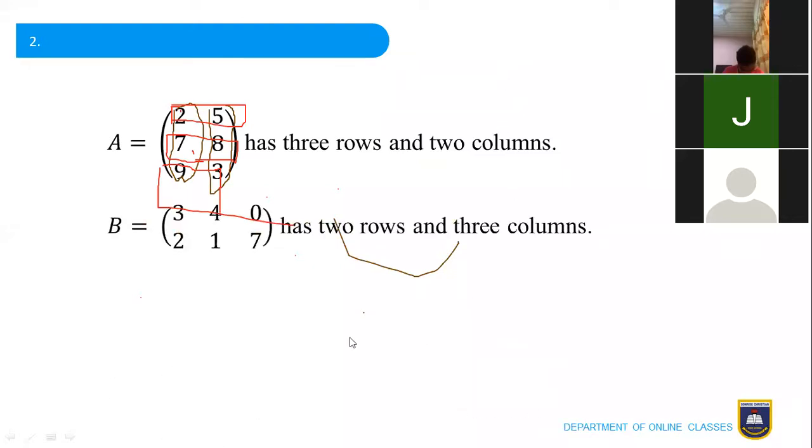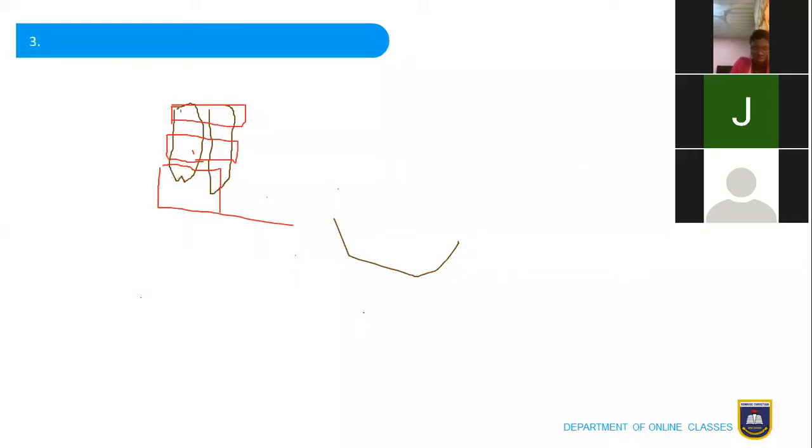Okay. Now, the matrix B we have here has 2 rows and then 3 columns. The rows, if you consider the horizontal line, we have 3, 4, 0. That is one row. Then the second row is 2, 1, 7. And the columns, if you consider the vertical axis, we have 3, 2, 4, 1, 0, 7. So we say this is a 2 by 3 matrix. Size of a matrix.